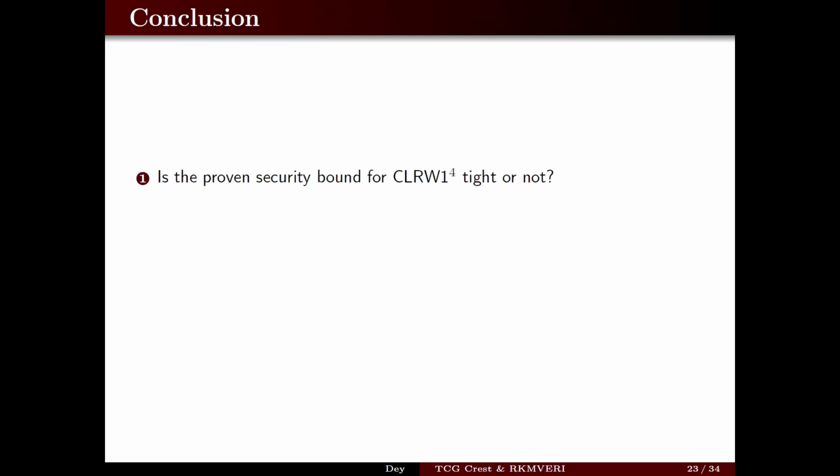In this paper, we have shown that CLRW14 achieves 2 to the power 3n by 4 CCA security for 2 to the 3n by 4 many queries, but we do not know whether this bound is tight or not. So it will be interesting to find a matching attack on this construction. Another one is, I have already mentioned that the security result of Zhang et al. for general R rounds is not tight due to the coupling method. So it will also be an interesting open problem to look for a tight improved security bound for R greater than or equal to 5.